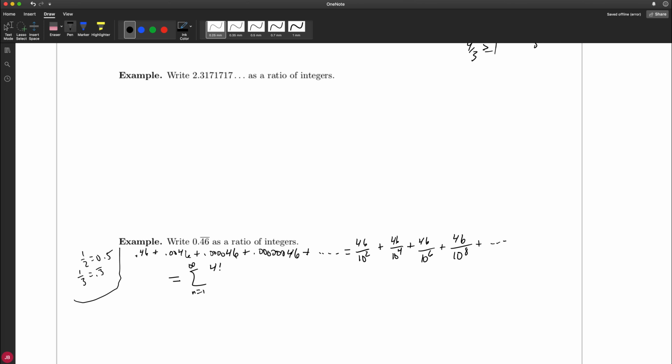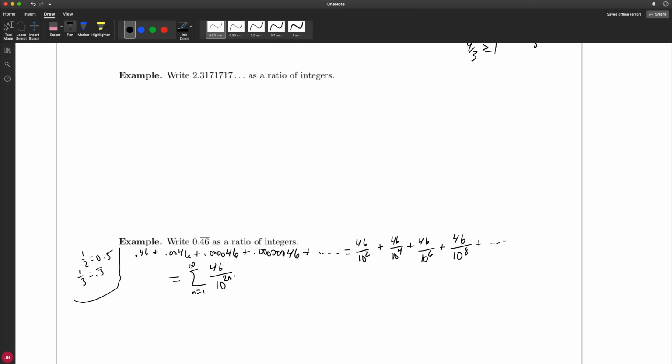Well, we always get 46 on the top. What power of 10 do we get on the bottom? Well, when n equals 1, I want 2. When n equals 2, I want 4. When n equals 3, I want 6. When n equals 4, I want 8. That sounds like I'm doubling every single time. So I think the power of 10 is 2n.